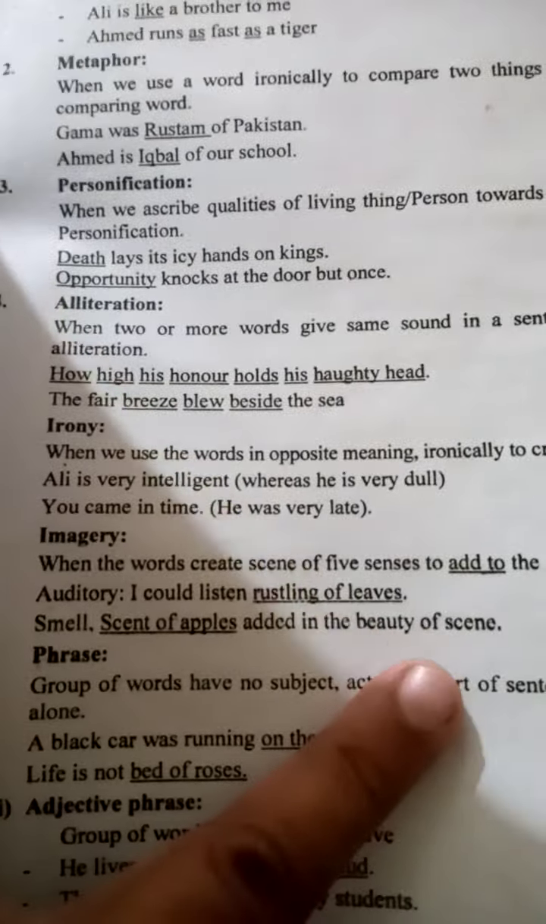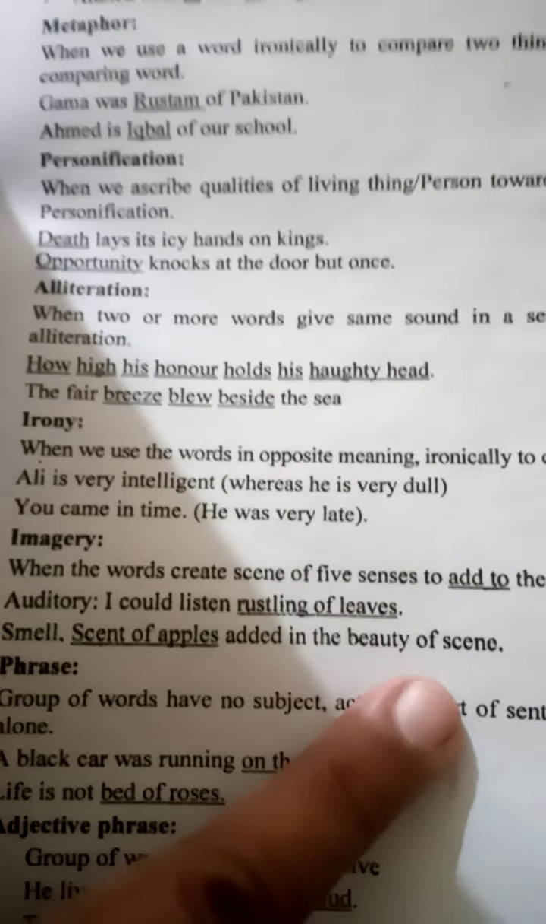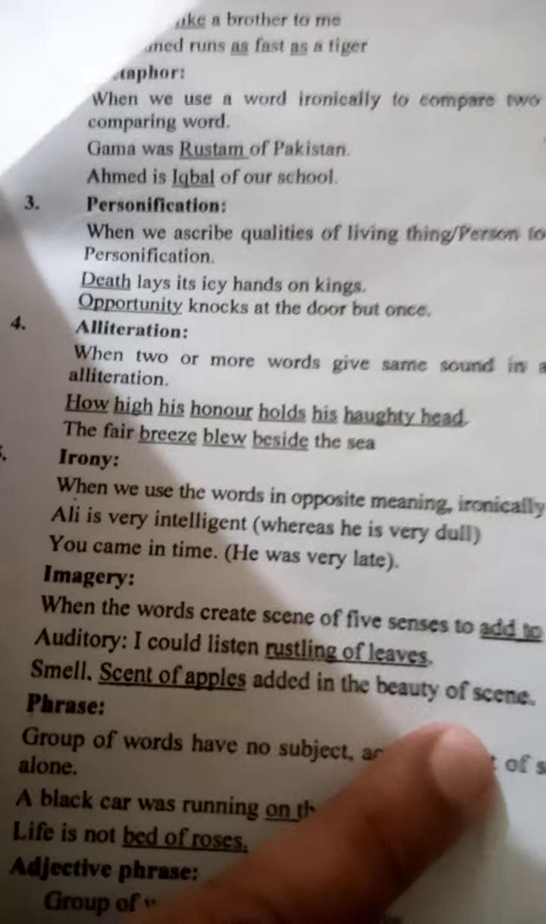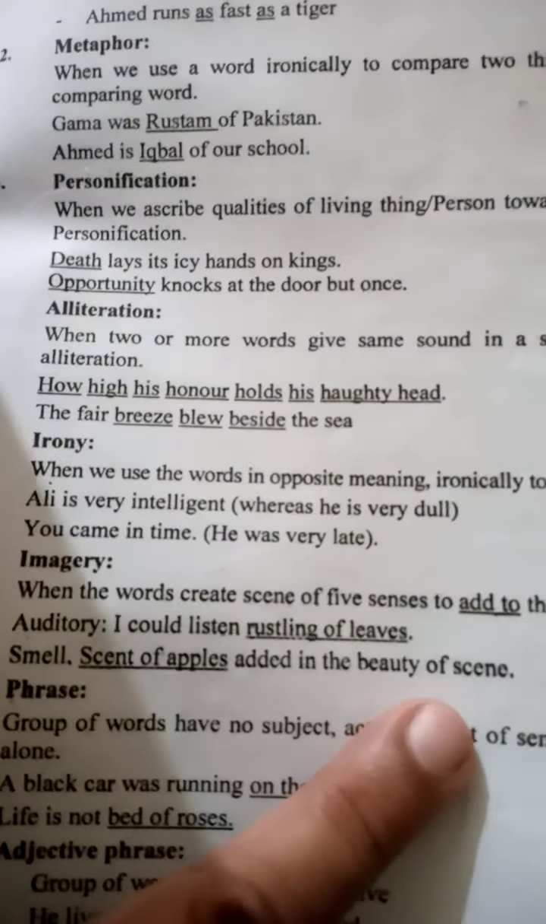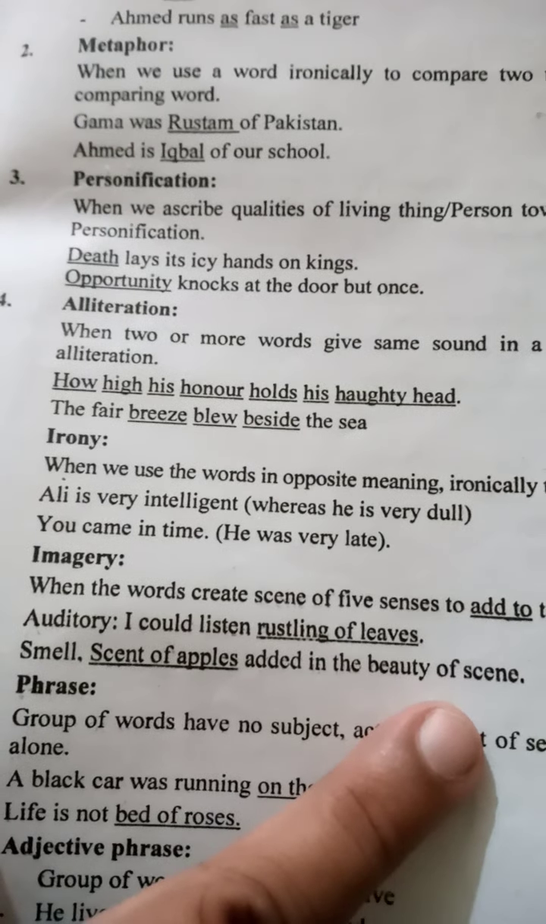Then students, irony. When we use the words in opposite meaning ironically to create wonder, mockery or fun, mockery or taunt. Ali is very intelligent where he is very dull. Like, तुम बहुत अक्लमंद हो. Then Ali is very intelligent whereas Ali is dull. So sometimes this is called irony. You come in time as the person is not punctual. So this is irony.